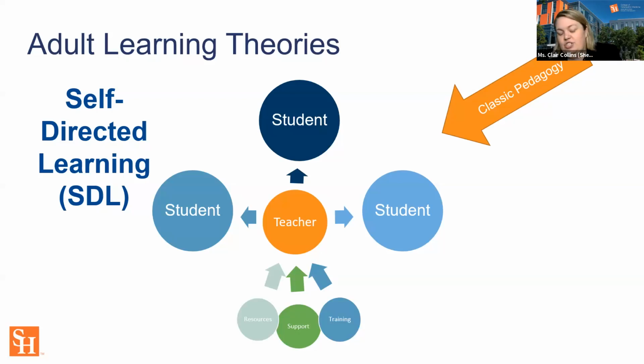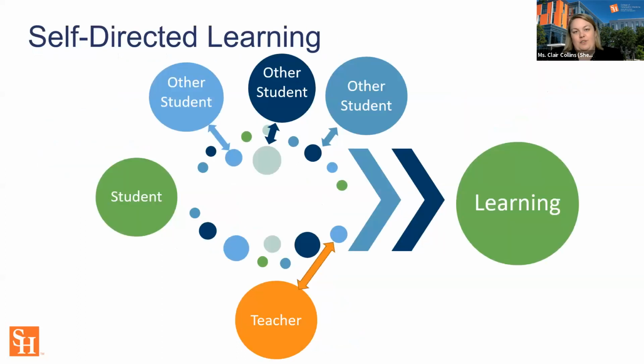So medical education has gotten away from that, and we're pushing towards something called self-directed learning. And there's friction around that. And I'm going to show you something that would tell you why. So if this is what classic pedagogy looks like, this is what self-directed learning looks like. Look at what a mess that is.